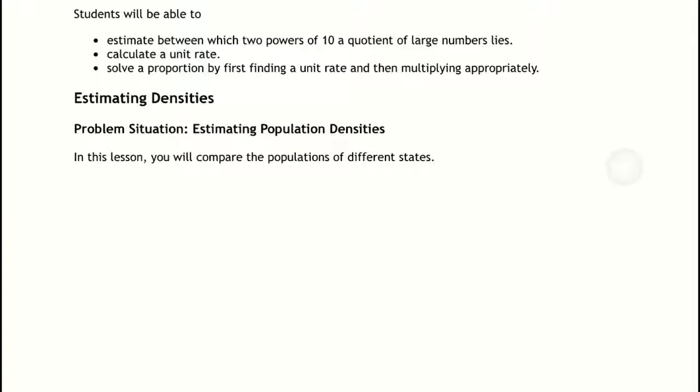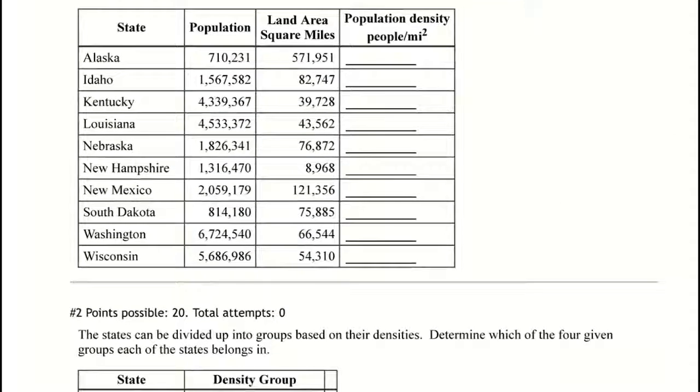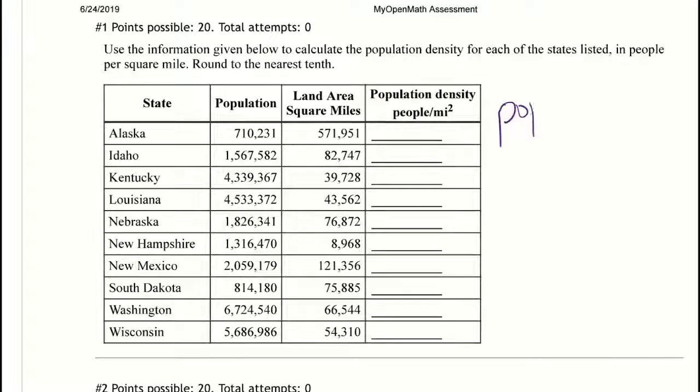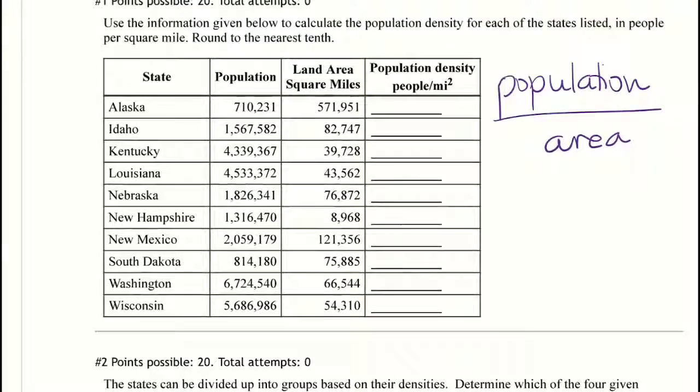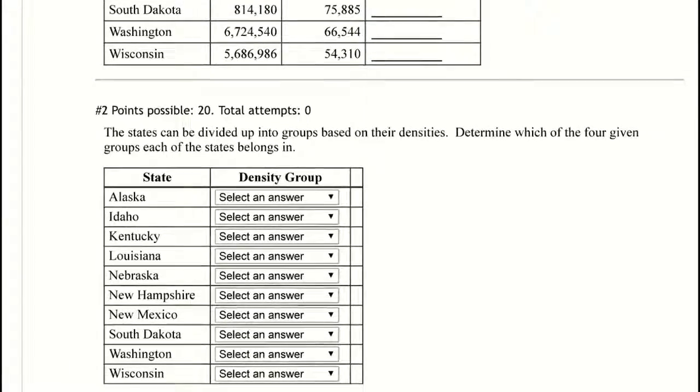We're going to look at population density, and we're going to look at it across different states. So this first section was from the prep. Remember, population density is number of people divided by the area. And then we want to round to the nearest tenth.